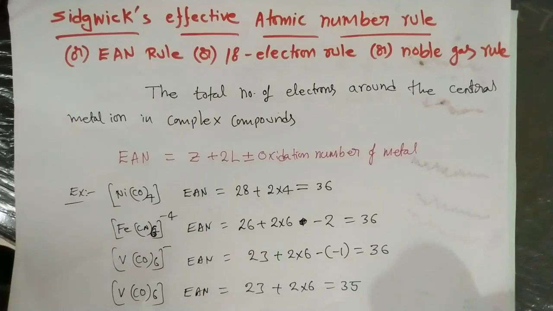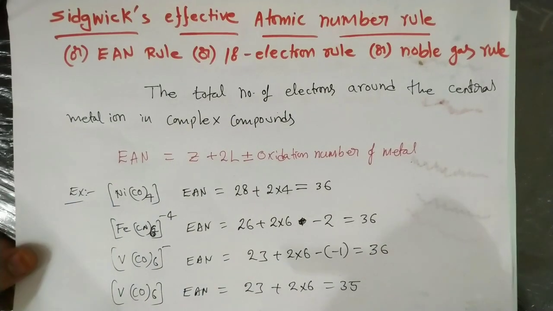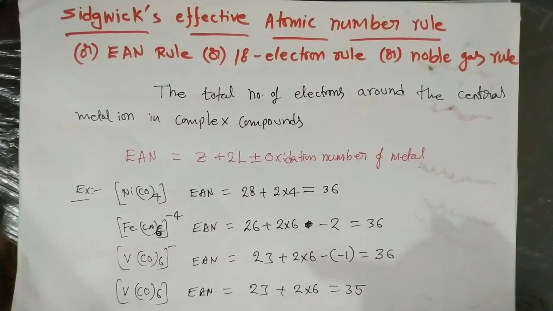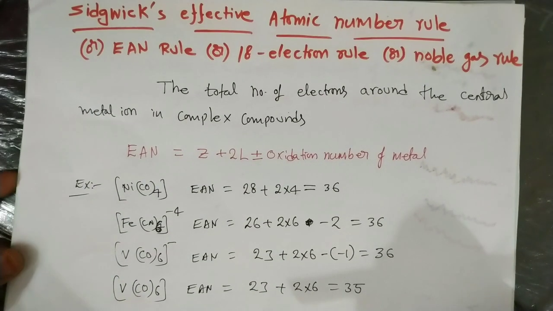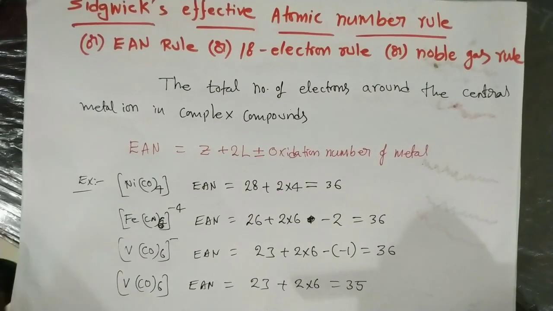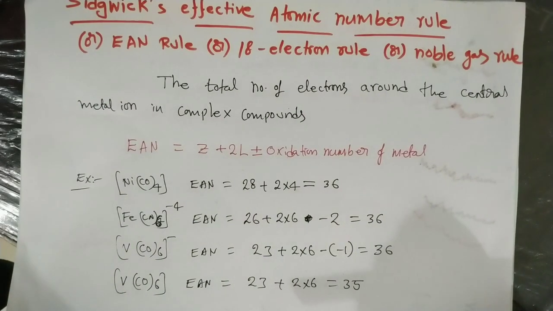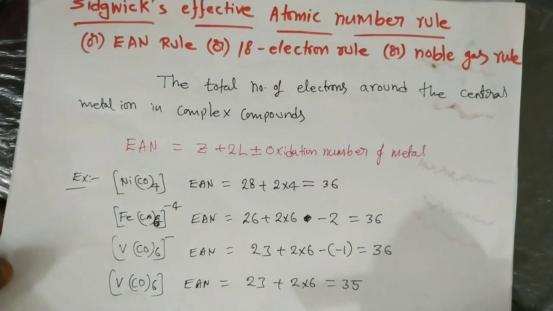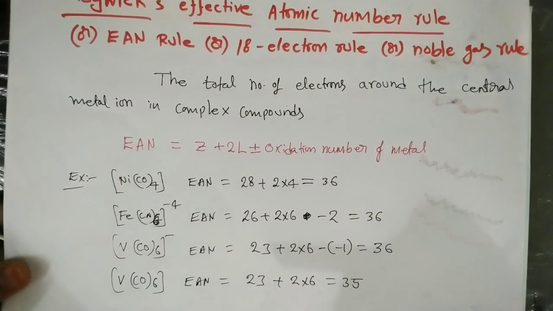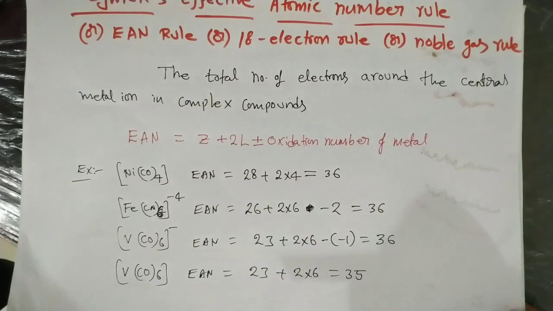Hello students, in this video let us discuss how to calculate the effective atomic number of metallocenes like ferrocene, dibenzene chromium, and similar compounds. Before going to discuss the EAN of metallocenes, that means ferrocene, let us discuss briefly how to calculate the EAN for some basic compounds.